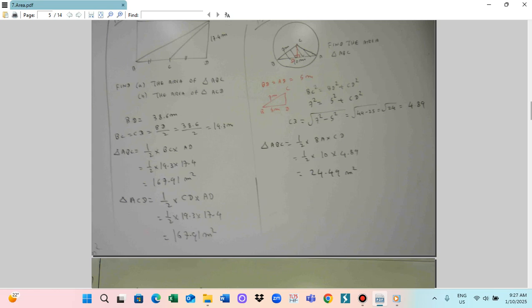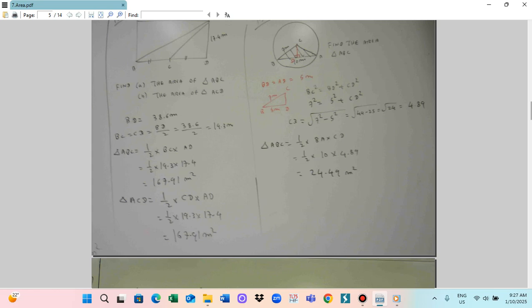Triangle ACD you can calculate. So the area is half multiply the base CD and the height AD. So half multiply CD, you can calculate 90.3, and the AD is 17.4. So this one also has the same area, 167.91 meter square. So by this way we can calculate the area of the triangle ABC and the ACD.